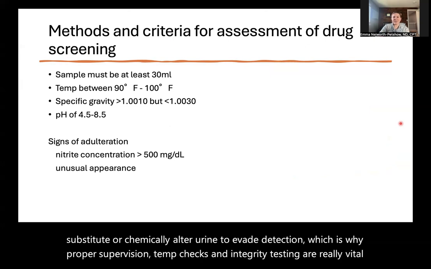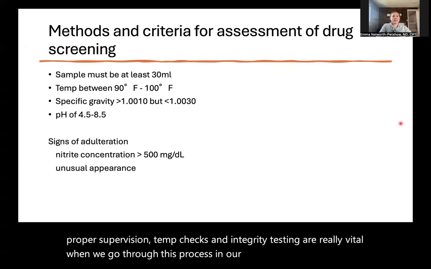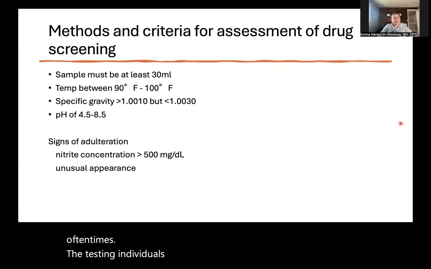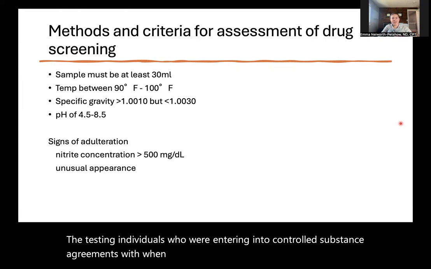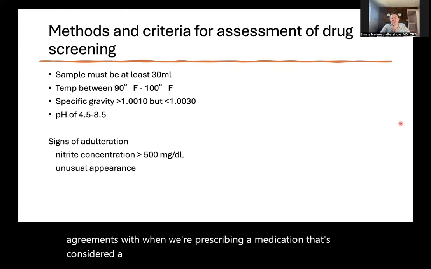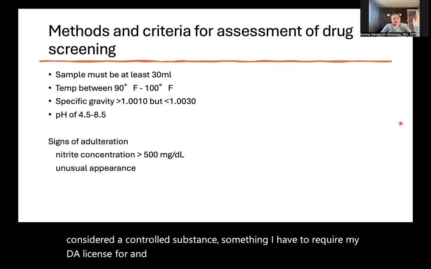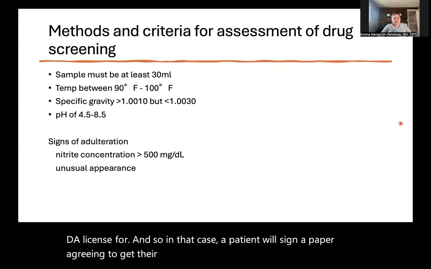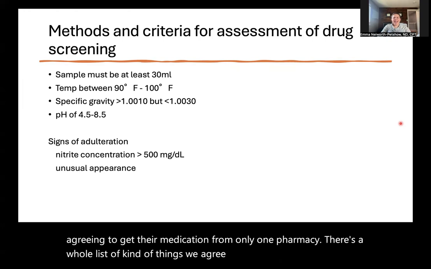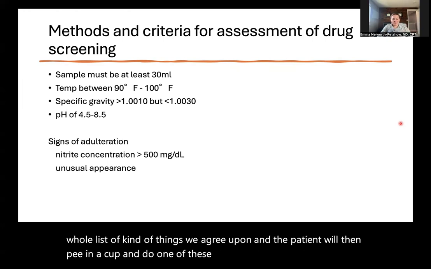When we go through this process in our clinic, we'll oftentimes be testing individuals we're entering into controlled substance agreements with, when we're prescribing a medication that's considered a controlled substance, something I require my DEA license for. In that case, a patient will sign a paper agreeing to get their medication from only one pharmacy. There's a whole list of things we agree upon, and the patient will then pee in a cup and do one of these UDS drug screens.